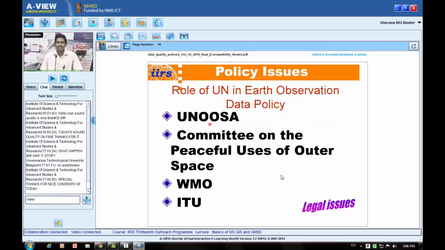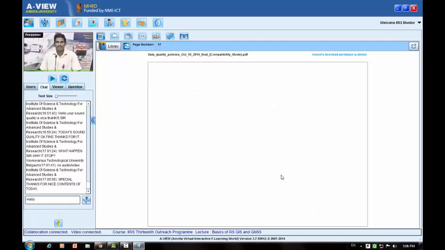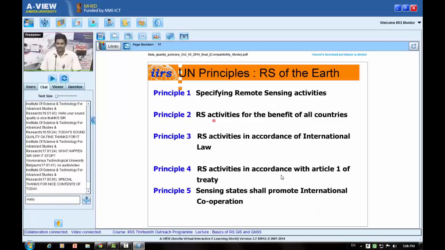So we are talking about Earth observations, and there are so many international bodies like the United Nations Office for Outer Space Affairs, the Committee on Peaceful Uses of Outer Space, the World Meteorological Organization, and the International Telecommunication Union. These are all international bodies that play an important role at the international level for various uses of space applications.